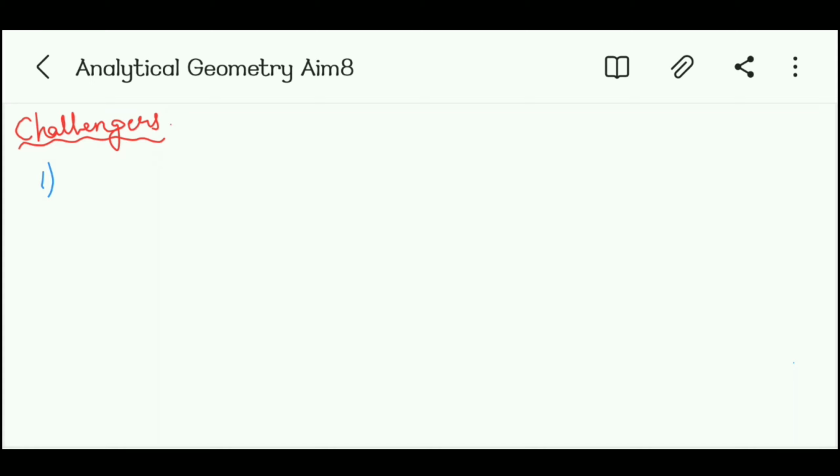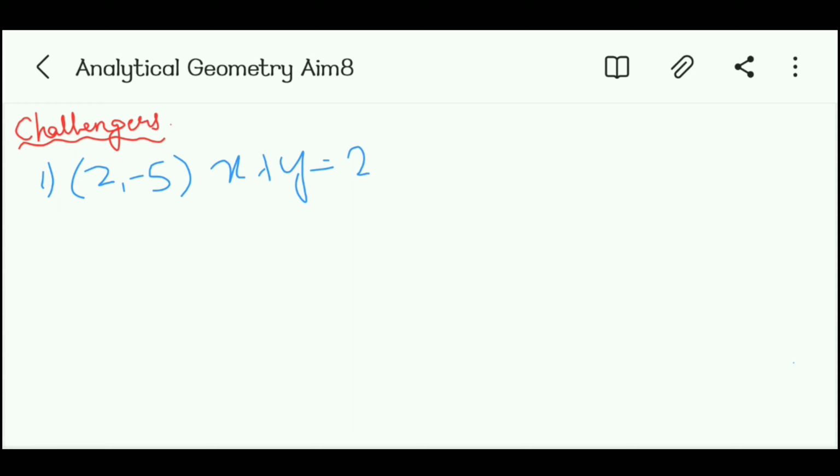Now we shall look at a challenging problem. Find the equation of a straight line passing through the point 2 comma minus 5, and it is parallel to the line x plus y is equal to 2. And we have to find the area of the triangle formed by this line with the coordinate axes.